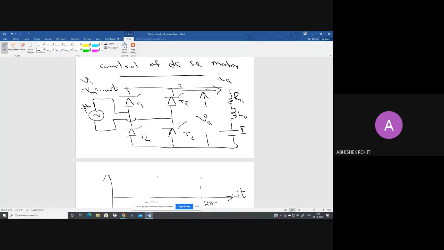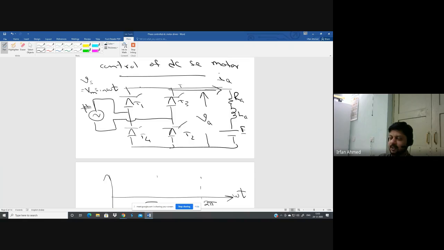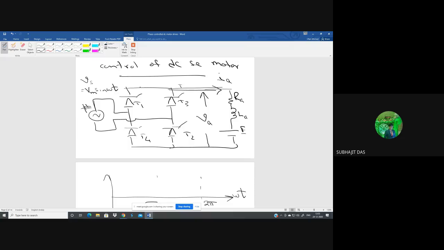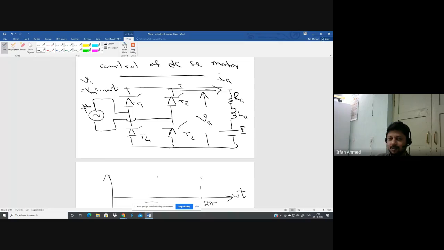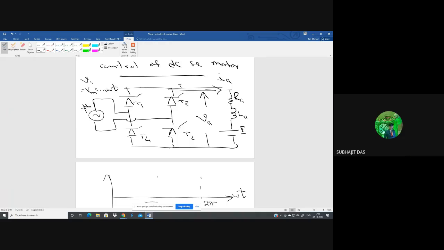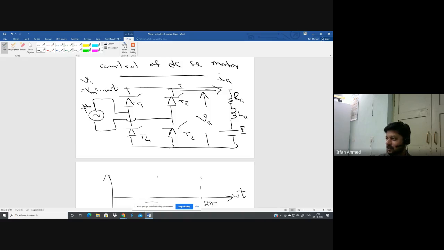Not based on the firing angle. It is based on the converter, whether full bridge or semi converter. Remember, the converter in front of you is a full bridge. How many possible values of VA can you get in this circuit? The answer is 3. What are those 3 values?